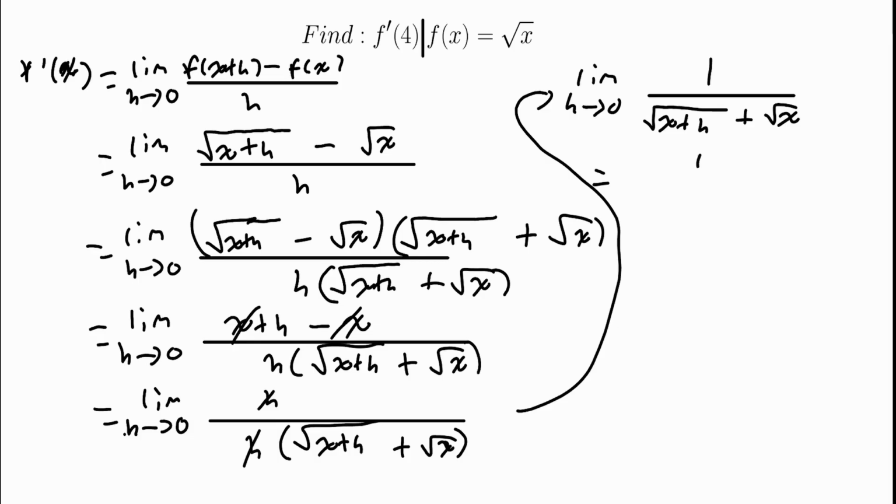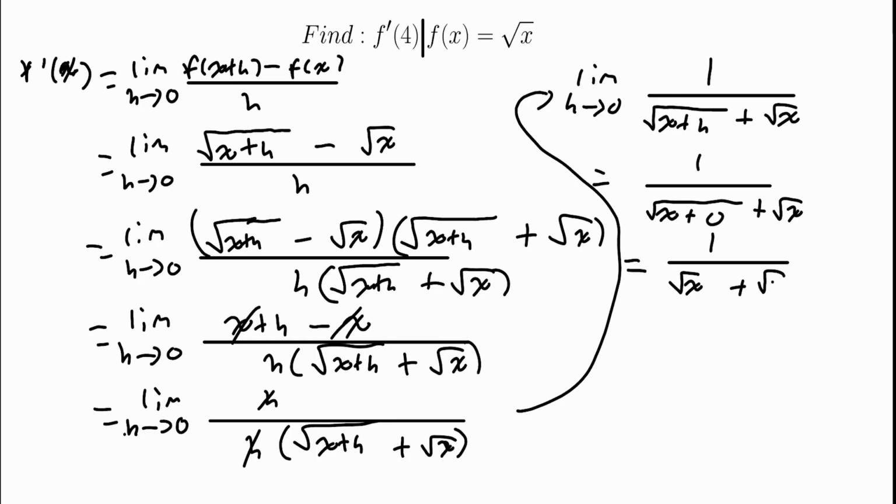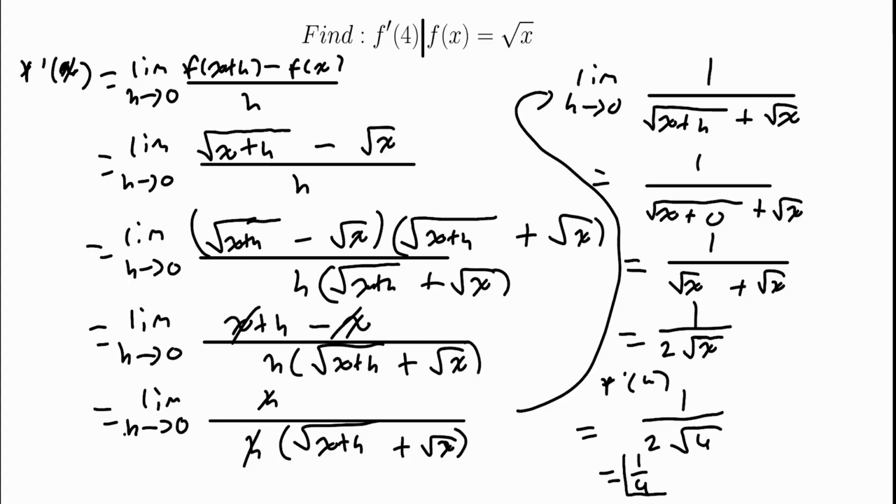So it will be equal to 1 over the square root of x plus 0 plus the square root of x, which is just equal to 1 over the square root of x plus the square root of x, which is just equal to 1 over 2 times the square root of x. And here we're asked to evaluate f prime of 4, which is just going to be equal to 1 over 2 times the square root of 4, which is equal to 1 over 4. And that is our final answer.